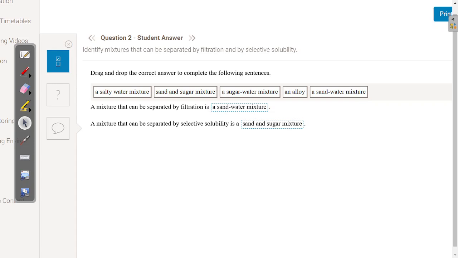A mixture that can be separated by selective solubility is what? Selective solubility is when you have two solids and you know that one of them dissolves in something and the other doesn't. For example, just like what they said here, sand and sugar. Sugar can dissolve in ethanol or water, so you can put the whole mixture in ethanol and then you'll see that the sugar dissolves but the sand will be left behind. So that's what they mean by selective solubility.